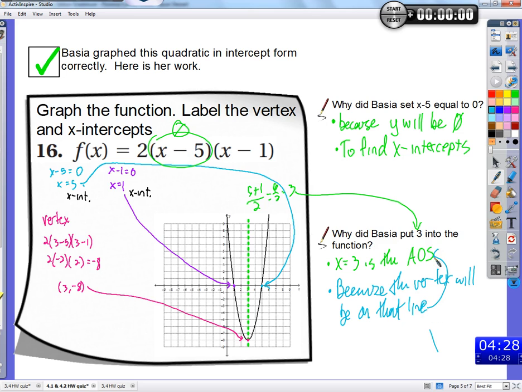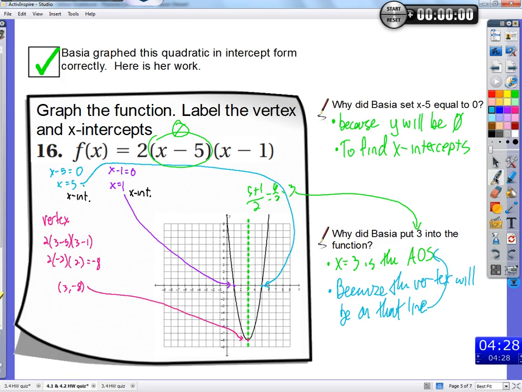Right, which line? That line. I'm talking about that guy right there. The vertex is going to be there. And the vertex is a point. All points have an x and a y. To find the y, you plug in x. If you knew y, you could plug it in for y and then solve for x. That's a little bit harder. That's kind of what we're going to start talking about today.